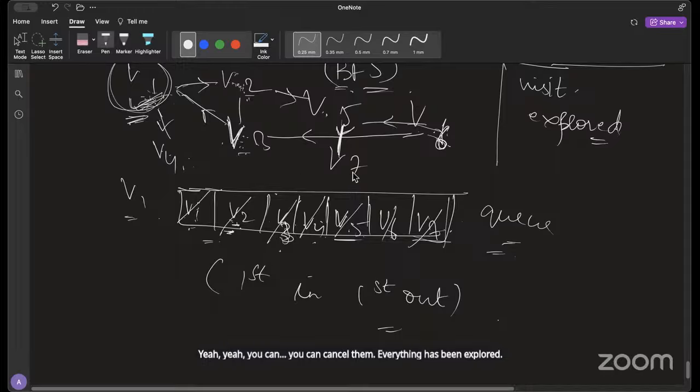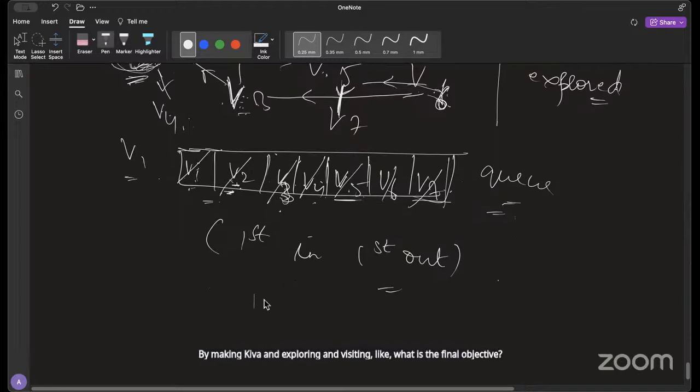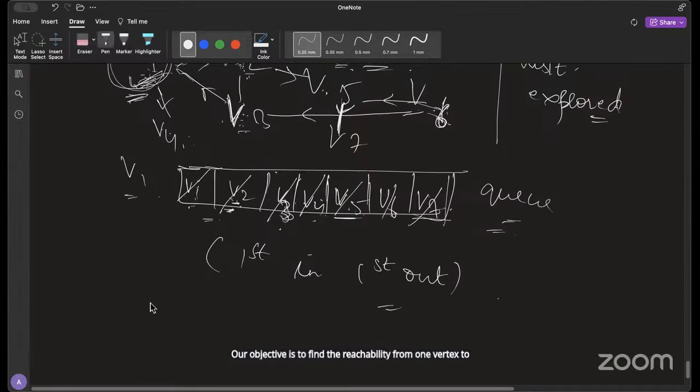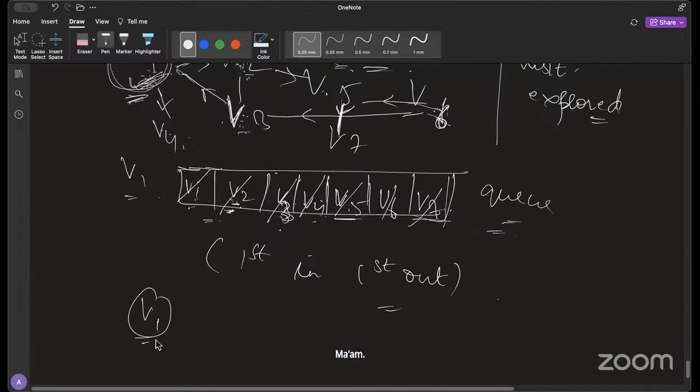Madam, what are we trying to find with this, by making the queue and exploring and visiting? What is the final objective? Our objective is to find the reachability from one vertex to another vertex. Ma'am, I have one question. One second, let me just answer this thing.